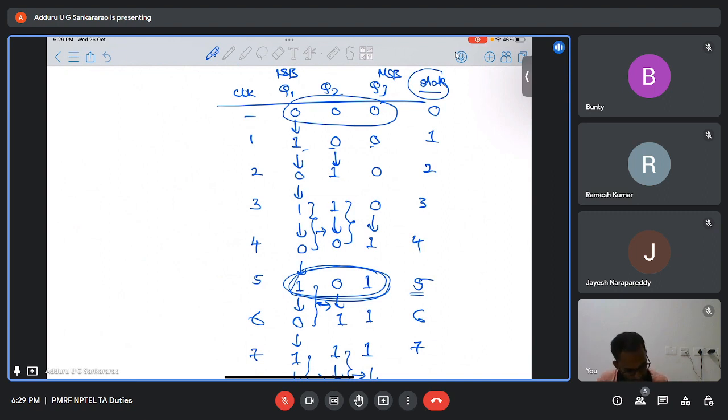Now we can call this an up counter, because the states go from 0 up to 7. The counting is towards up, so we can say it is an up counter.